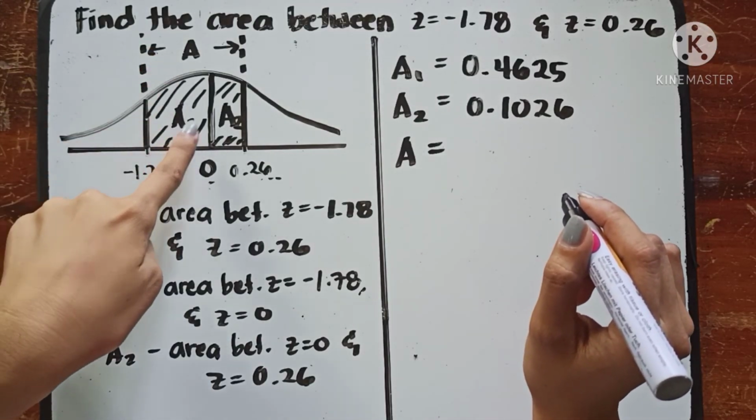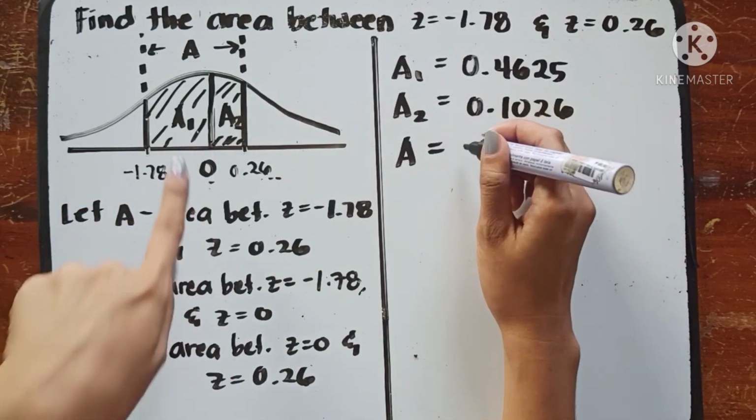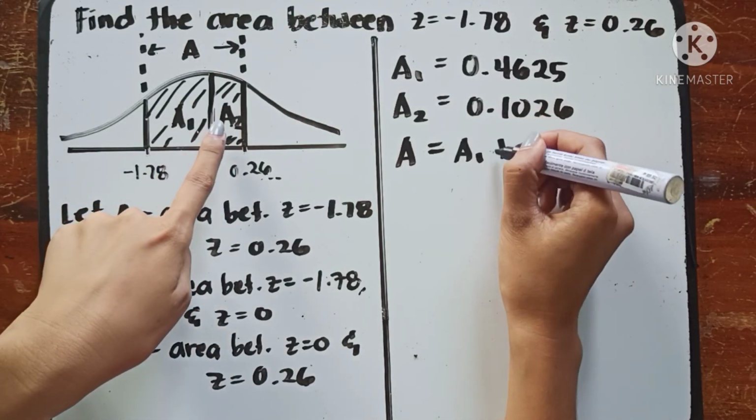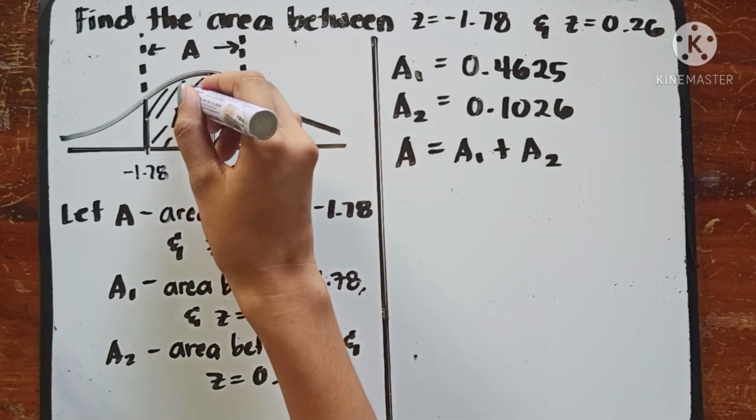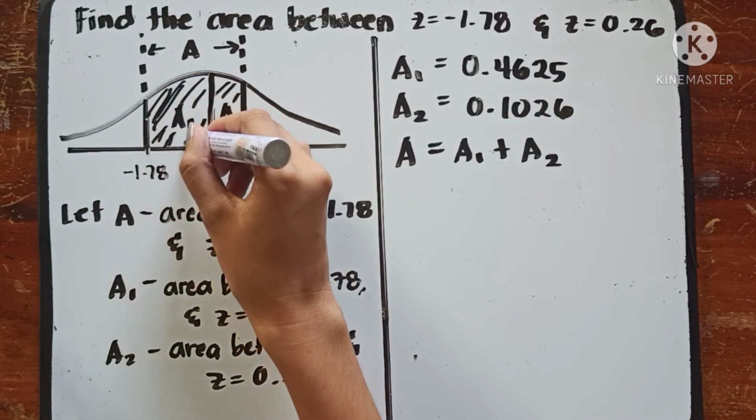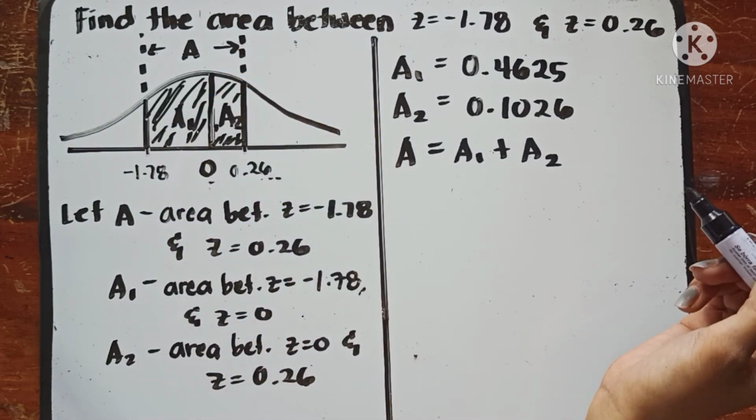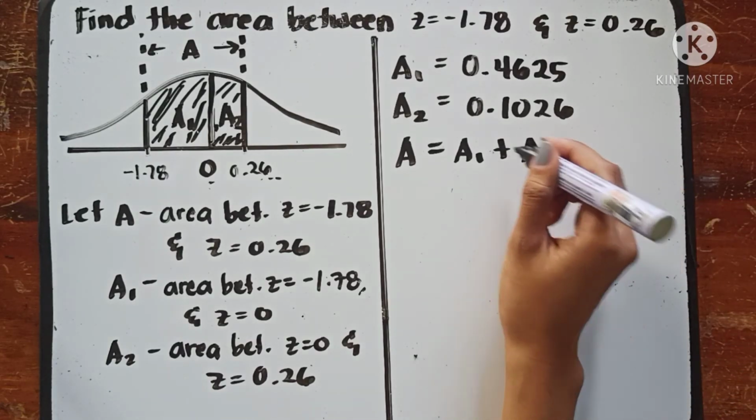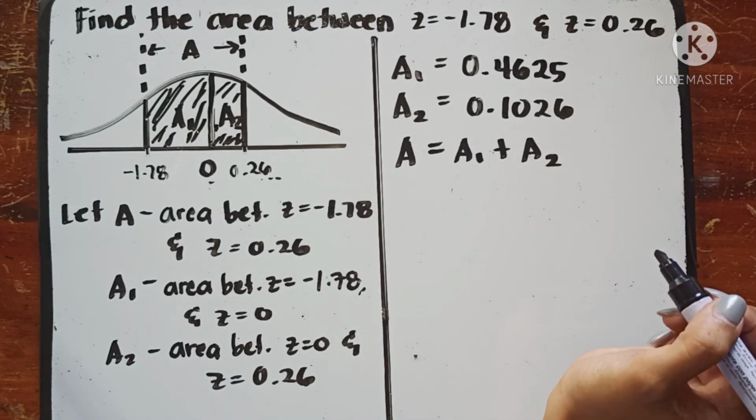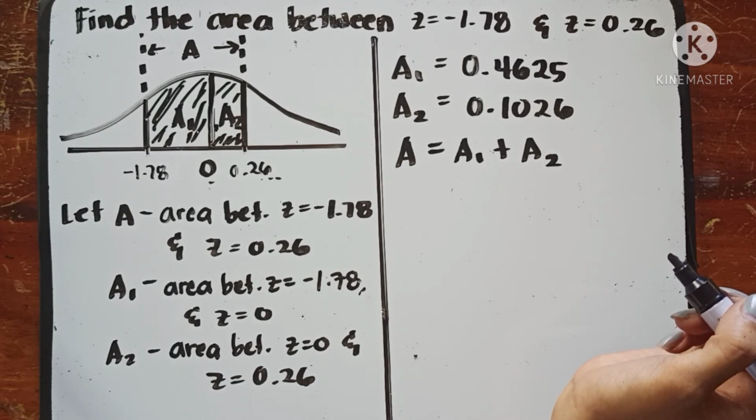So, para mahanap si A, ito yung pinagsamang A sub 1 at A sub 2. So, to find A, that is A sub 1 plus A sub 2. So, again, dalawang side ang may shade. Meron akong shade sa left side, meron din ako sa right side. Again, kapag dalawang side na nakuha mo sa normal curve, ang operation natin is addition. Kapag isang side lang ang nakuha mo sa normal curve, ang operation natin is subtraction.